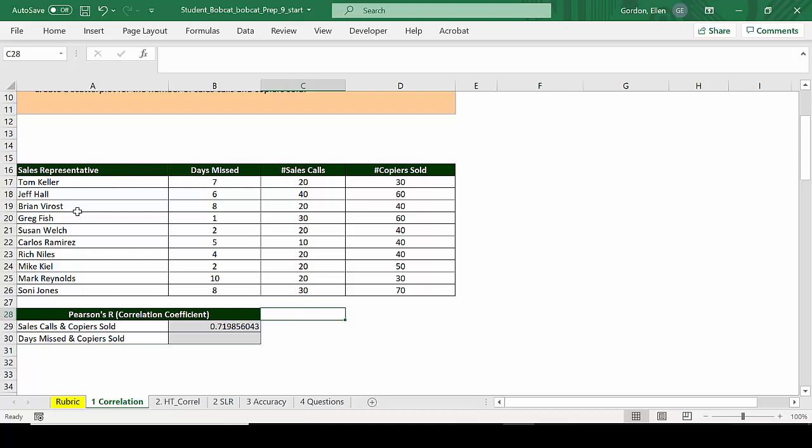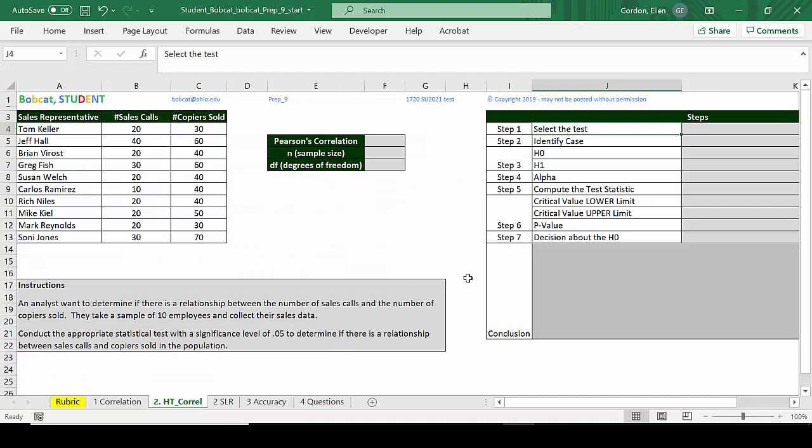So for example, if this is a sample of employees, the corporation may be interested in if this positive relationship is occurring among all of their employees. So can the findings from the sample be generalized to the population? And hypothesis testing will answer that question for us. The steps of hypothesis testing are the same as the steps that you learned in the previous module.